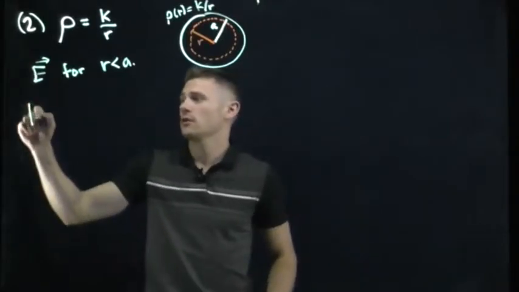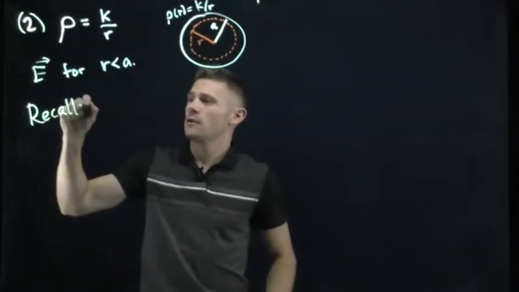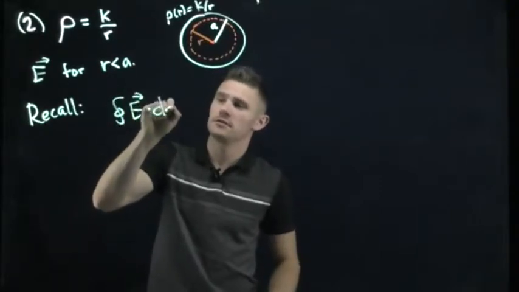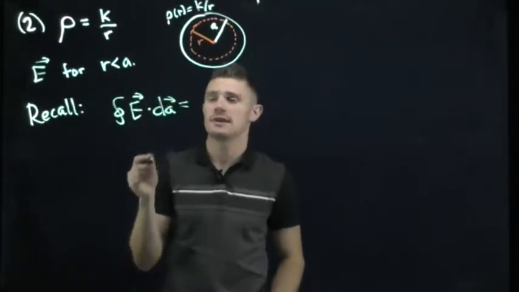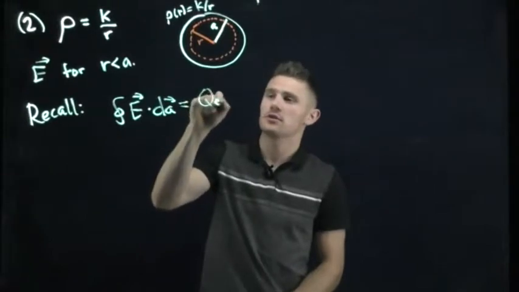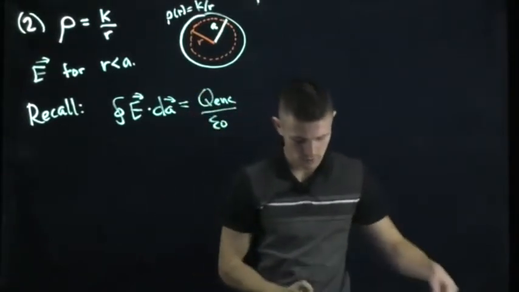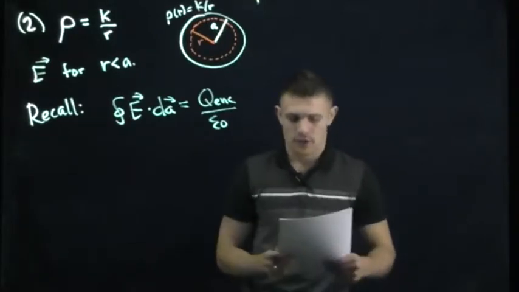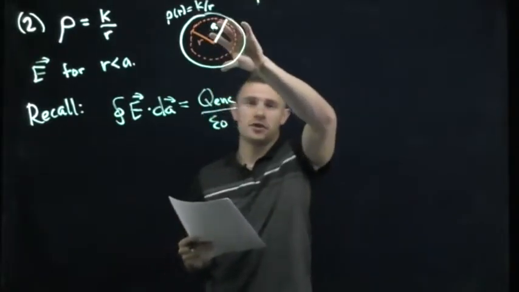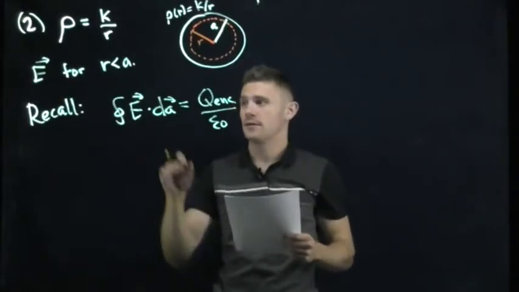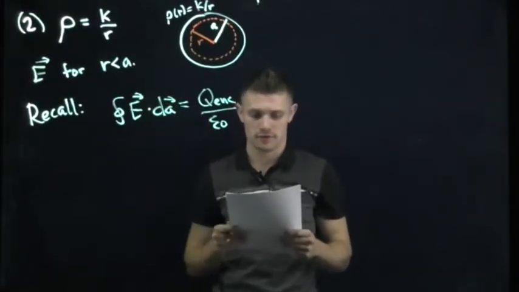So we recall that Gauss's law is the closed integral of the electric field dotted with the infinitesimal area element dA, and this is equal to the enclosed charge by our Gaussian surface over epsilon naught. So again, we're going to exploit the symmetry of this charge distribution because it's spherical, use a spherical Gaussian surface inside, and this will allow us to use Gauss's law to find the electric field.